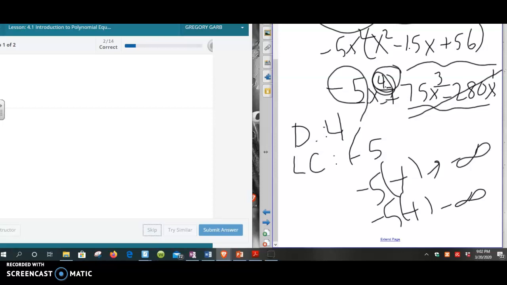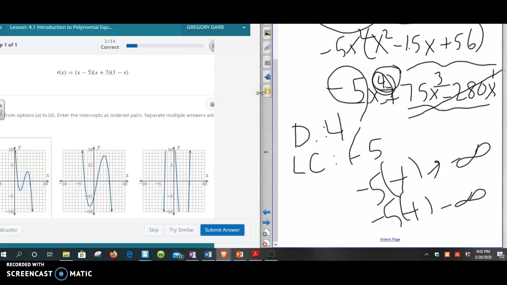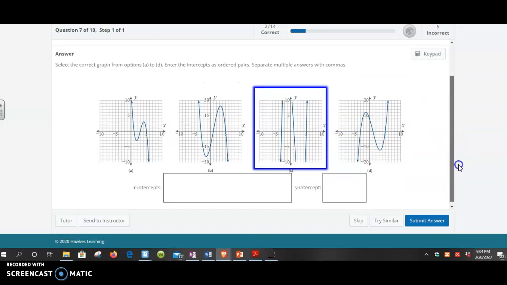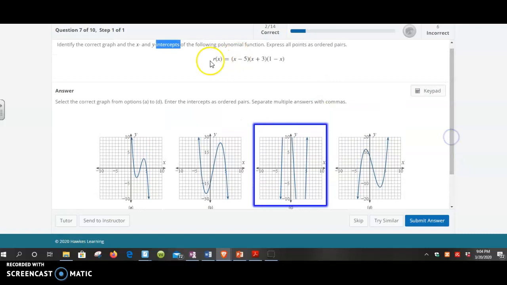All right, so the next one here, we have a two-parter. Okay, let's see what they're asking us. Number 7 asks us to identify the correct graph and then identify the x-intercepts and y-intercept. Well, there's the graph, there's the equation up here.